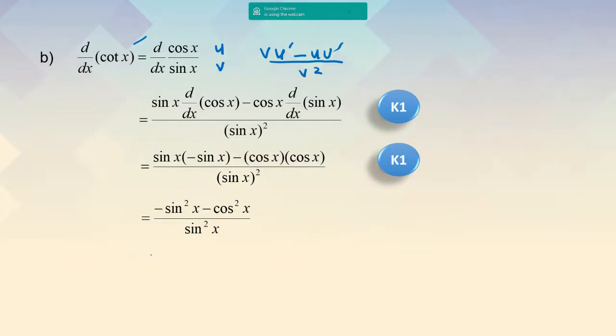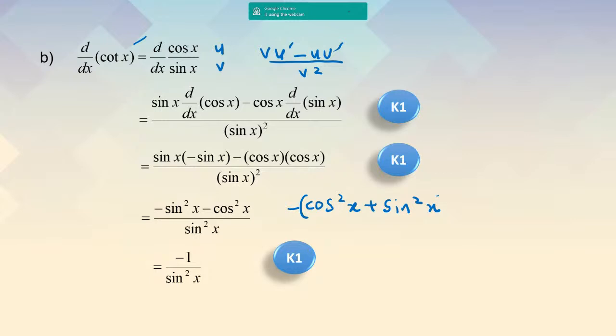You can factorize the negative, cos squared x plus sine squared x. Sine squared plus cos squared equals 1, so negative 1. So negative 1 over sine squared equals negative cosecant squared.